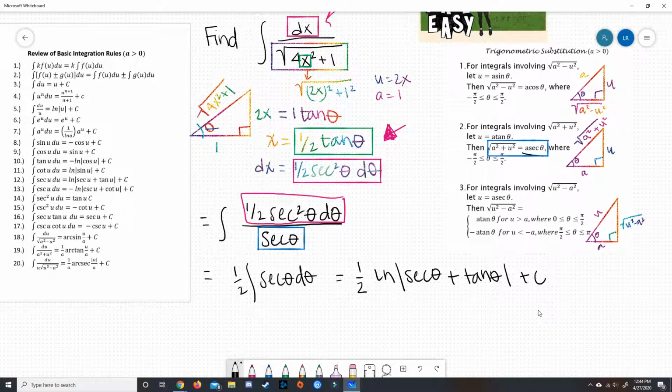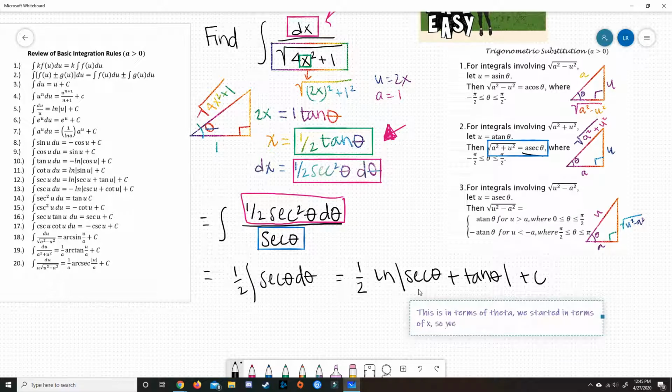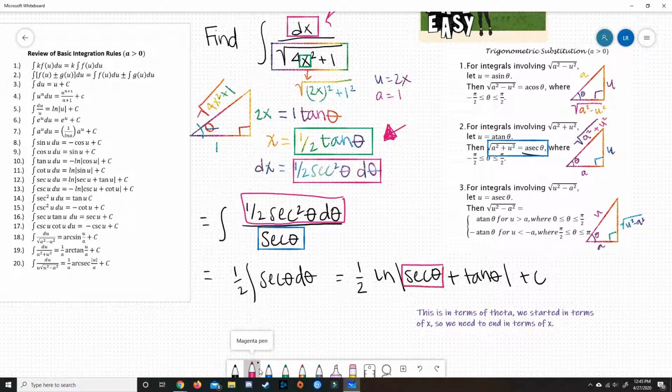So we have now done the integration piece of it. But this is in terms of theta. We started in terms of x, so we need to end in terms of x. The way to do that is to use our triangle and figure out what is secant and what is tangent. We can replace these with whatever secant is and whatever tangent is. So let's start with secant.